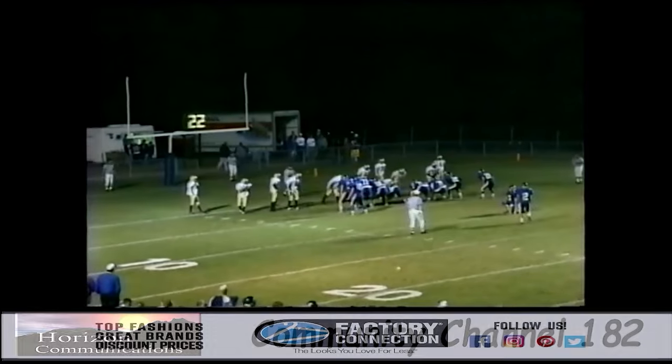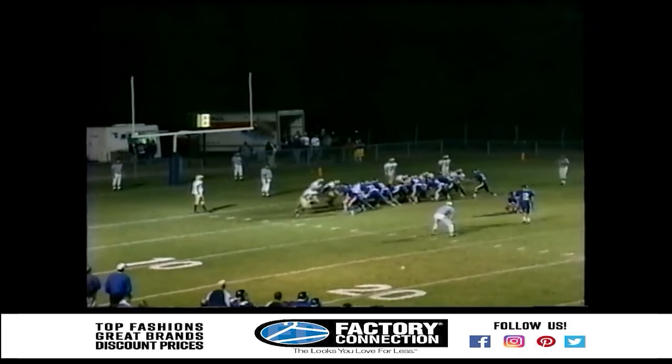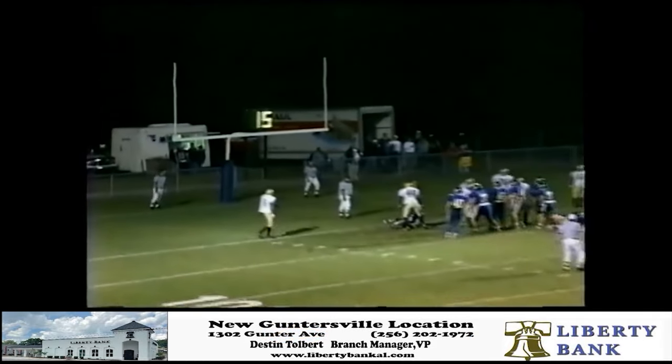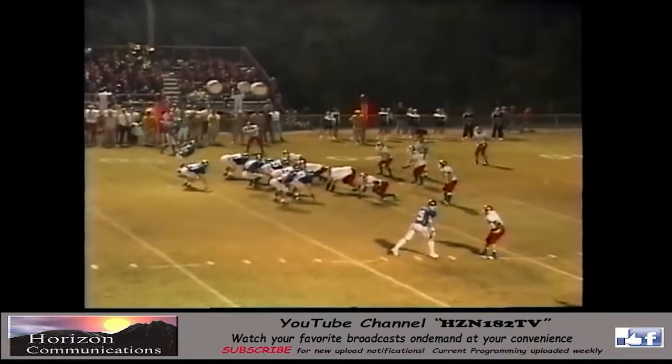Now we got our freshman trying to kick it. So the Knights will try the point after with Guess. King to hold, good snap, good placement, kick, good. With the ball at the 27 of Brewer.